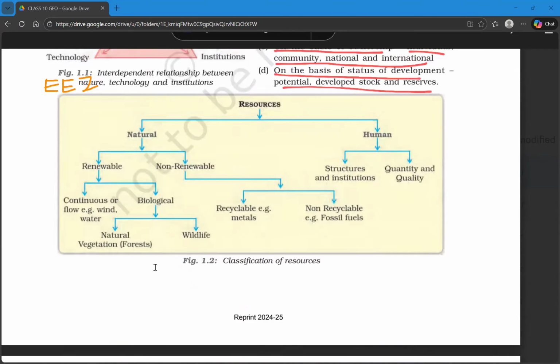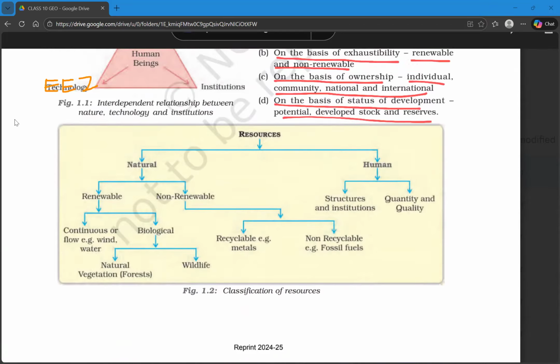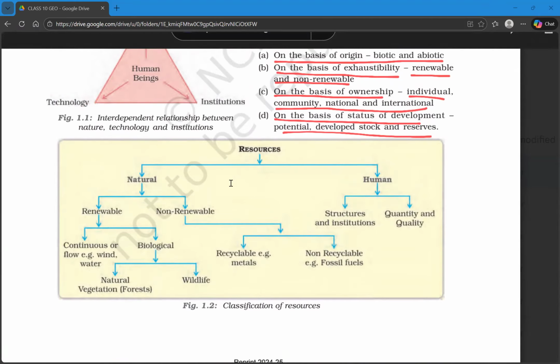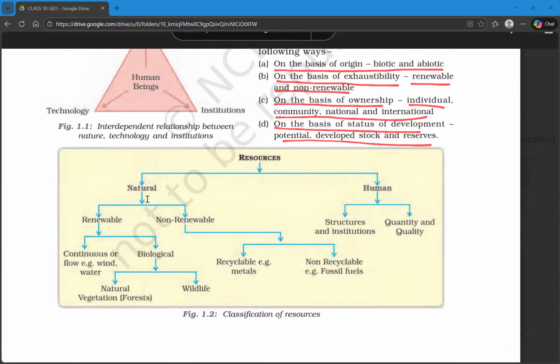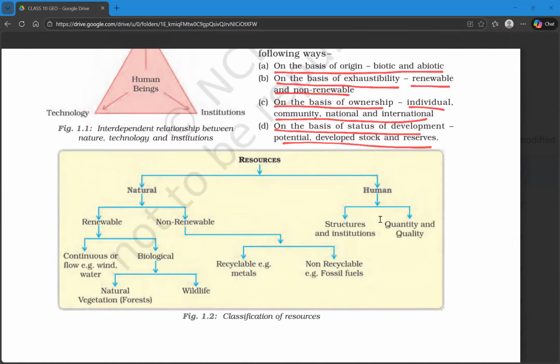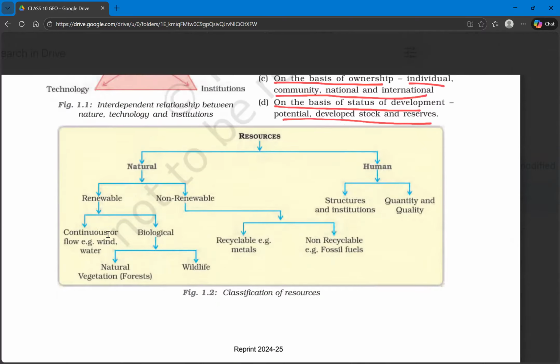And here we have another one. Resources, natural and human. Based on this, also based on maybe biotic and abiotic, here also we have natural and human. So in natural, we have non-renewable, and under renewable, we have continuous and biological.